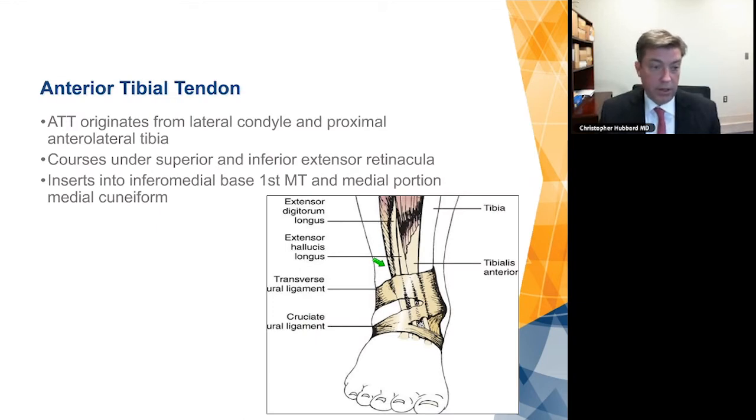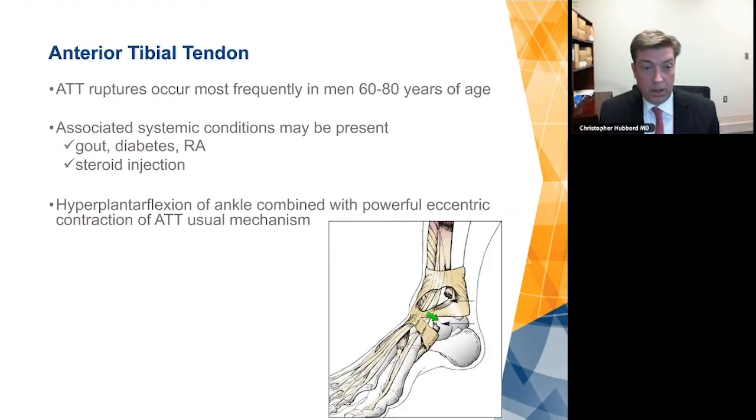In terms of anatomy, it originates along the upper outer leg, courses under the superior retinaculum, then the inferior retinaculum, and then attaches to the inner part of the foot. In terms of demographics, typically patients 60 to 80 years old, and it can be associated with different systemic and inflammatory conditions: gout, diabetes, rheumatoid arthritis.